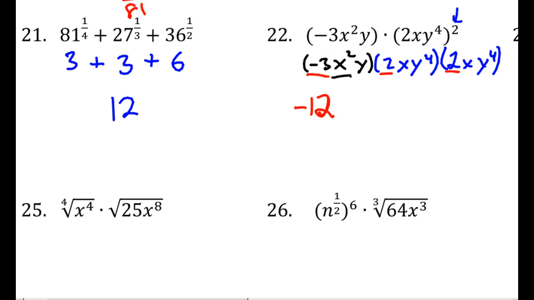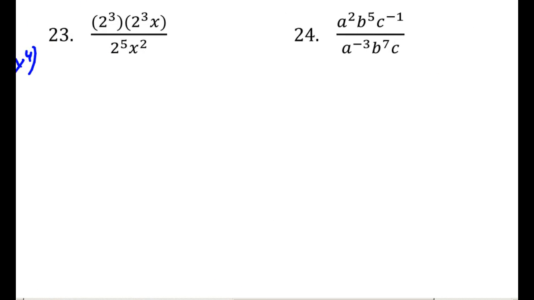Yeah, right. X to the second, x to the first, x to the first, x to the 4. 2 plus 1 plus 1, right? These are 1s. And then 1 plus 4 plus 4, 9, y of 9. There you go. Piece by piece, one thing at a time. So I did the numbers, wrote the answer down for the numbers, did the x's. Do one thing at a time. Makes it easier.